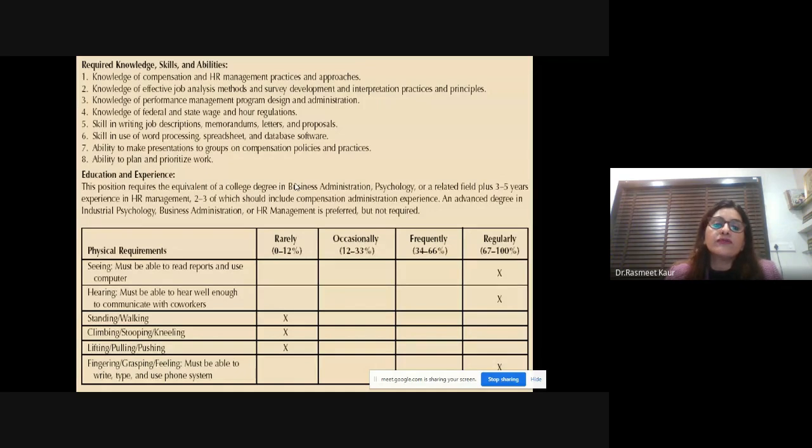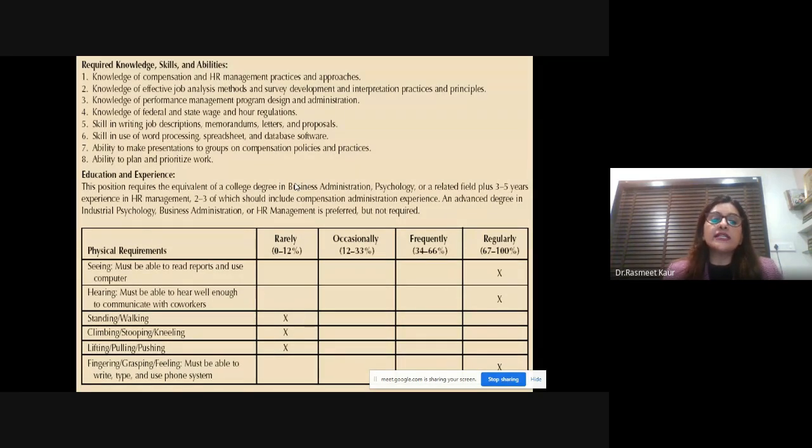If you read that paragraph, it says that the position requires an equivalent of a college degree in business administration or psychology. Or, suppose I'm doing it for my organization, I can also mention that he should have a master's degree, an MBA in, let's say, the HR field, HR specialization. So this is what I will mention explicitly, the education and experience which is required.